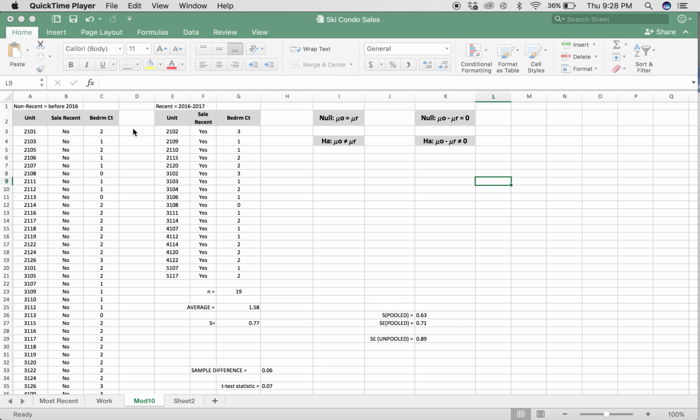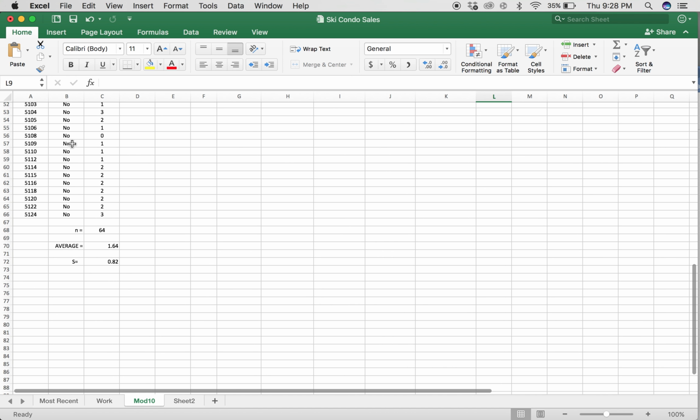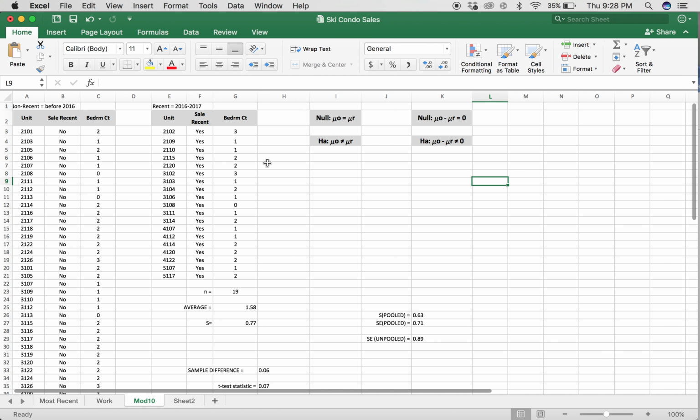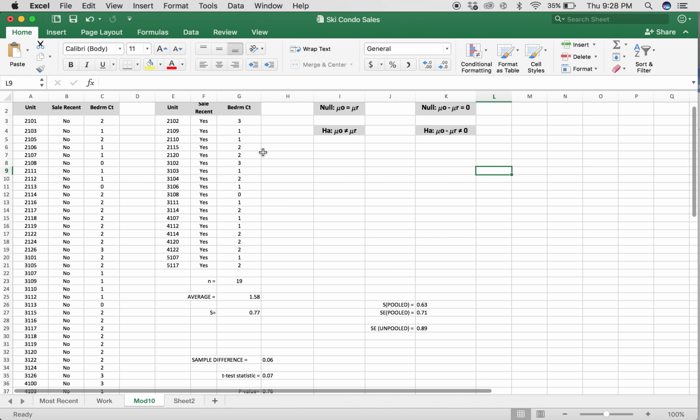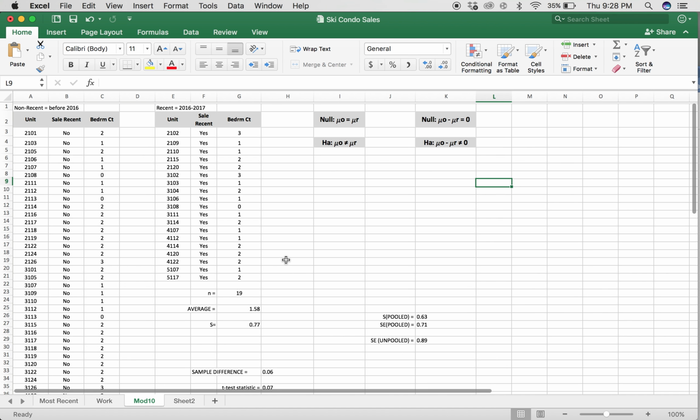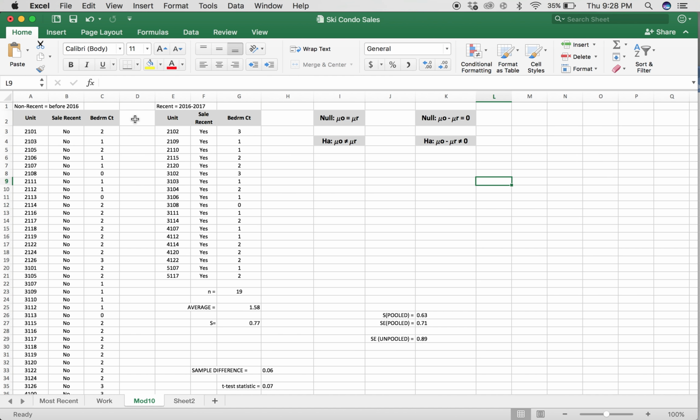So I did the same thing, where I wanted to look at recent versus non-recent sales of these ski condos. Recent was defined as 2016 to 2017, and non-recent was defined as before 2016. We looked at all of the bedroom counts, and my research question is whether the number of bedrooms had changed over the years for the apartments. To conduct this hypothesis test, there's my null hypothesis right here, and the obvious alternative hypothesis would be that they are not equal.